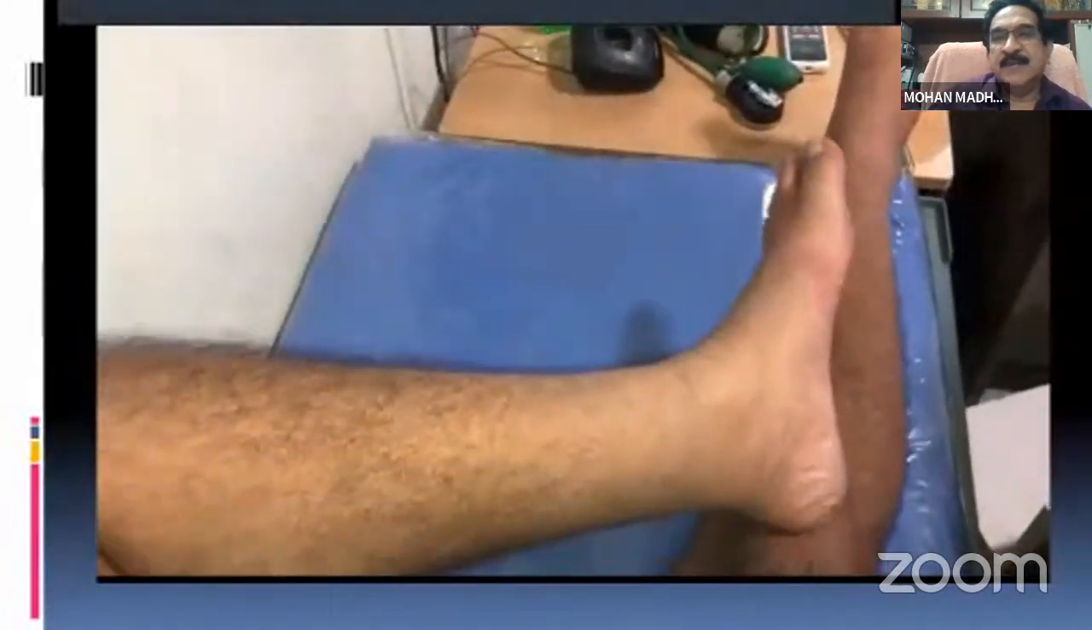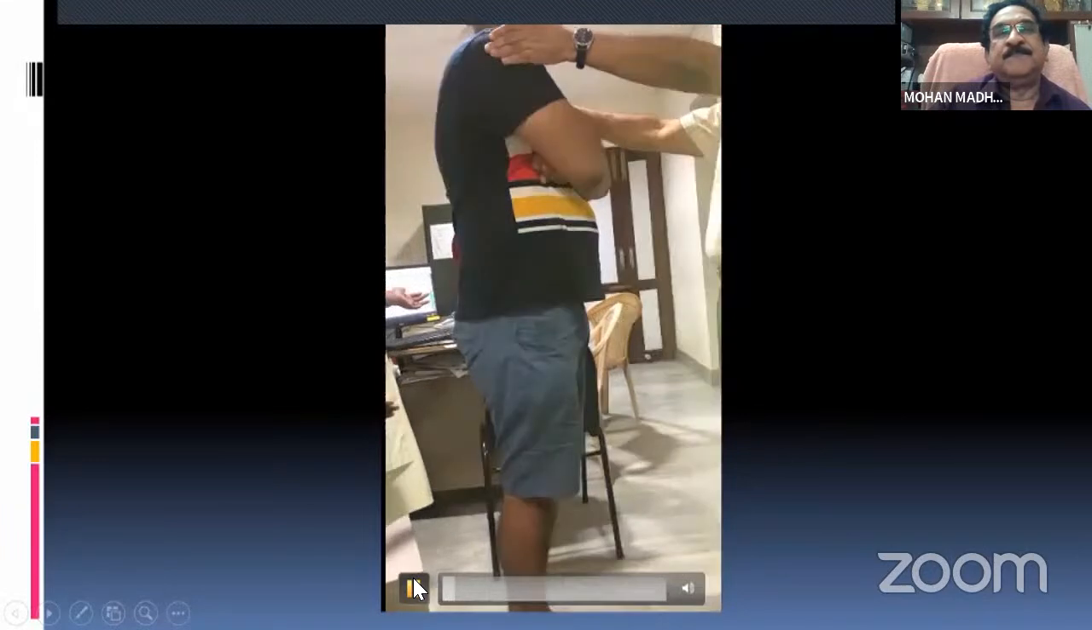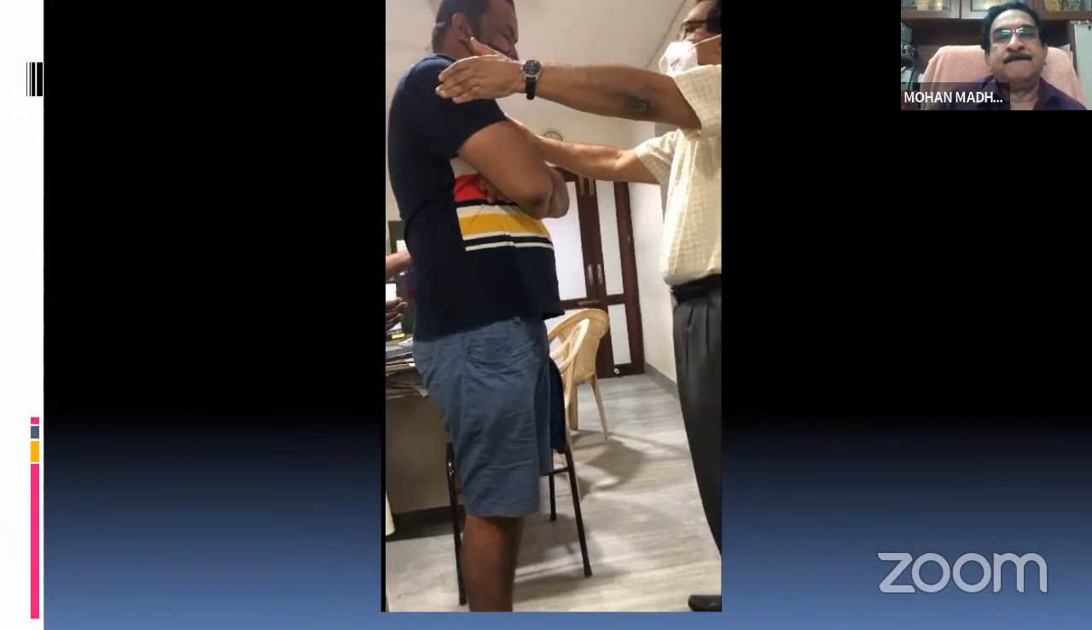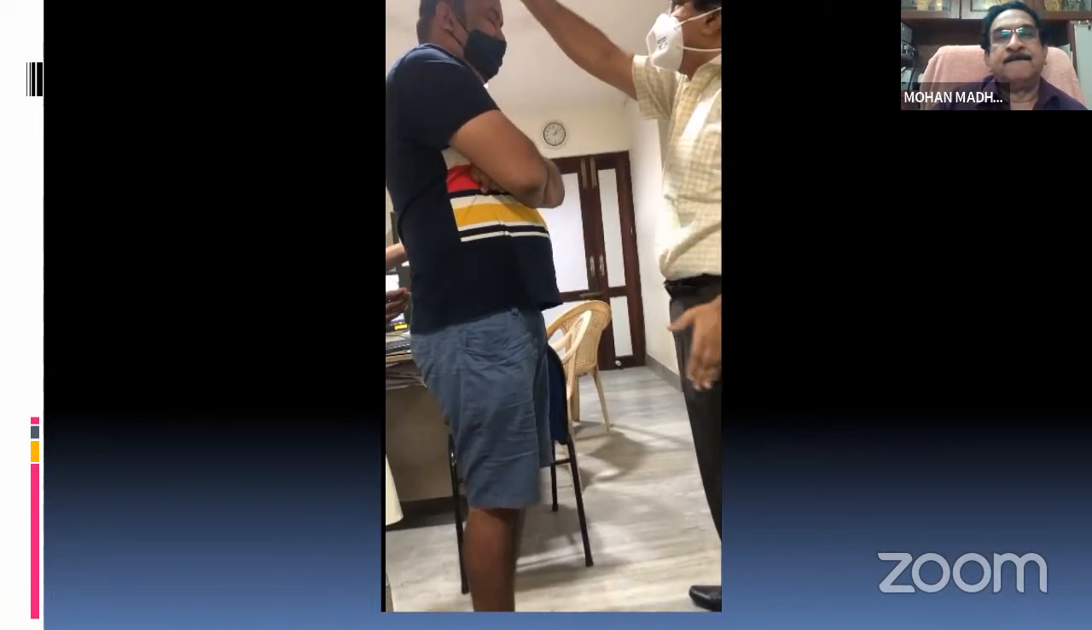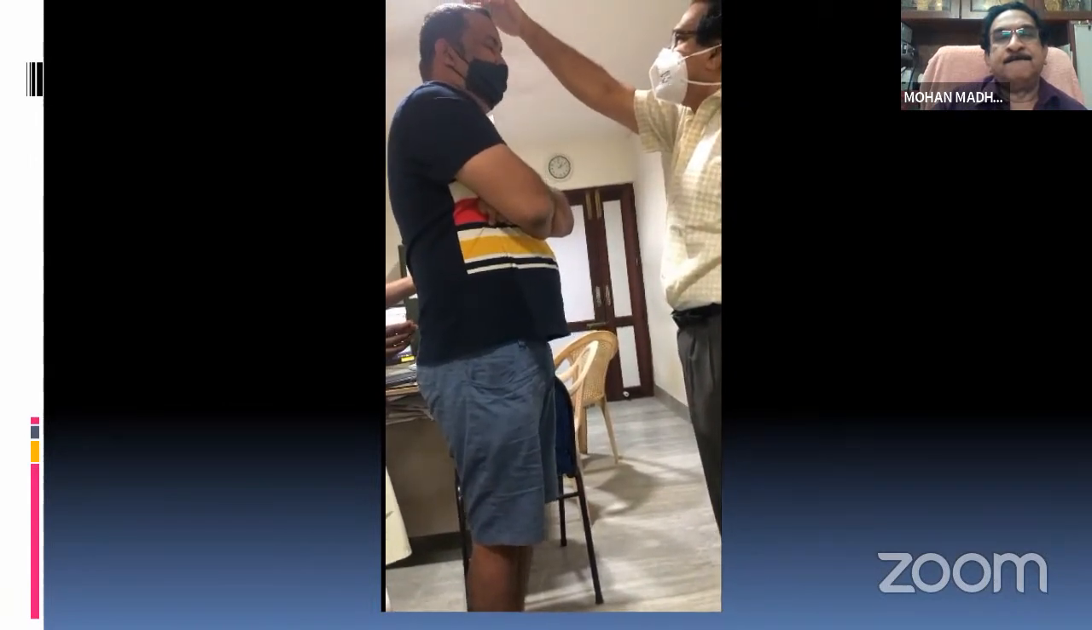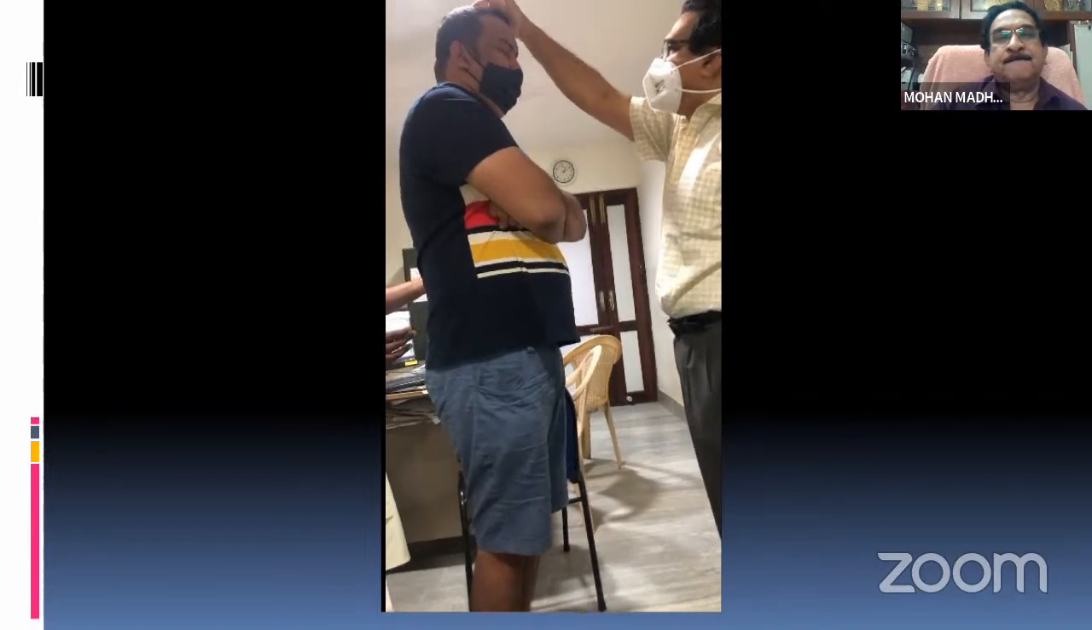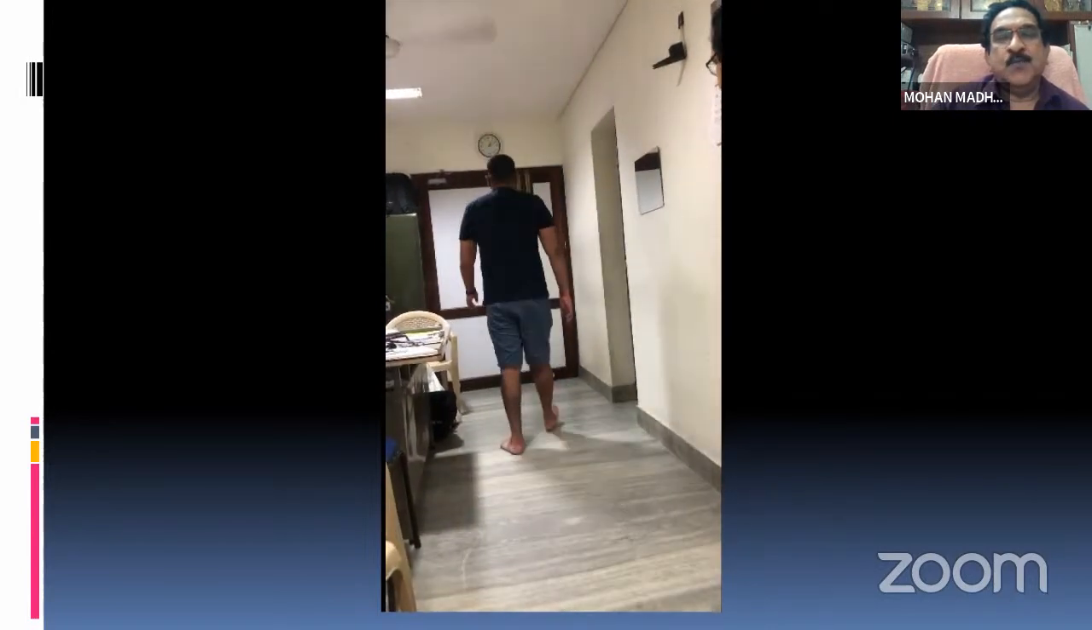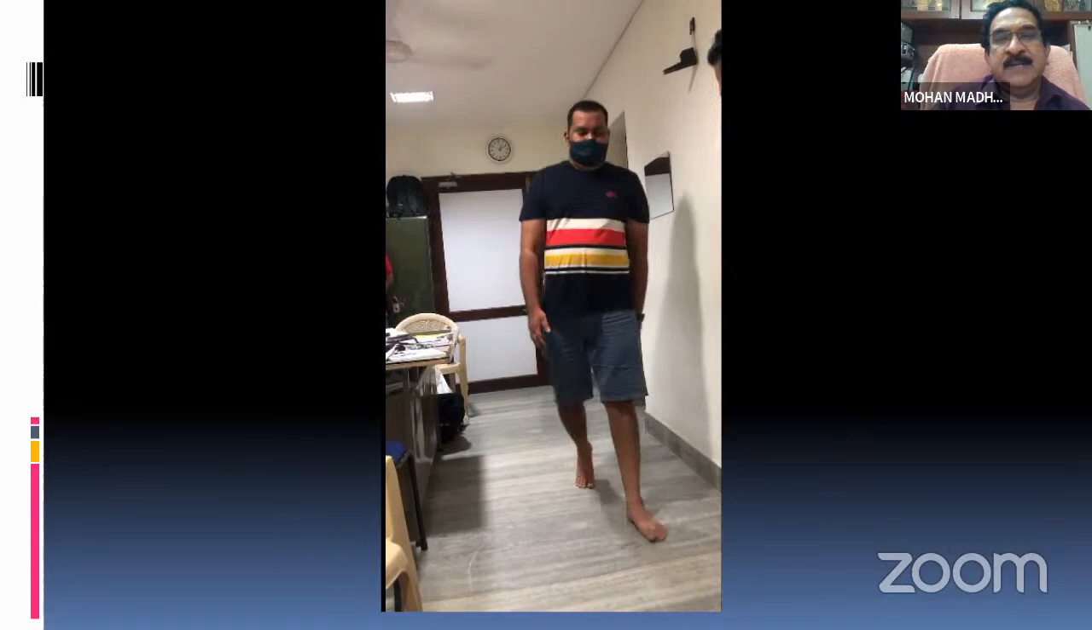No incoordination, like definite incoordination in the whole leg. The Romberg's was mildly positive. Right, imbalanced. The way he walked is slightly broad-based. He couldn't make out any spasticity or anything.